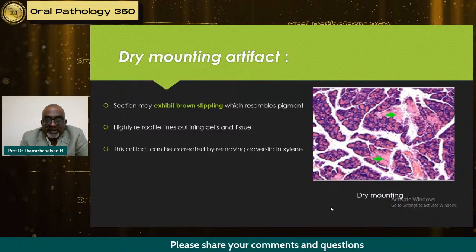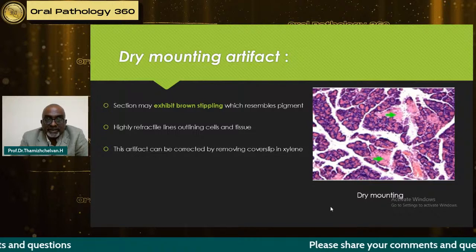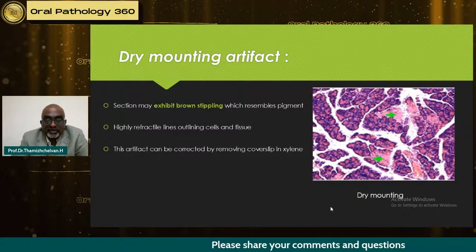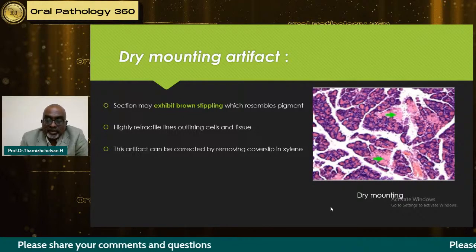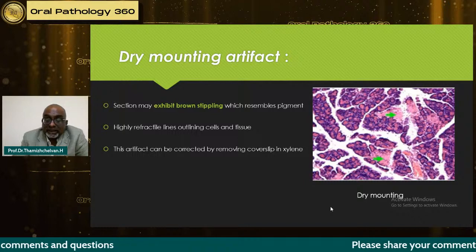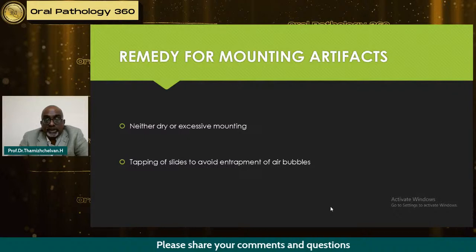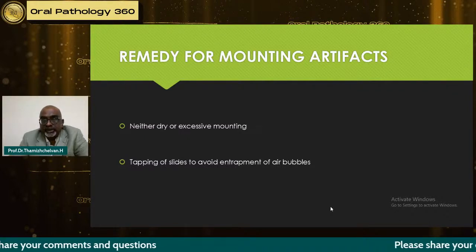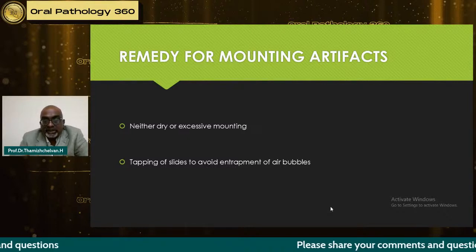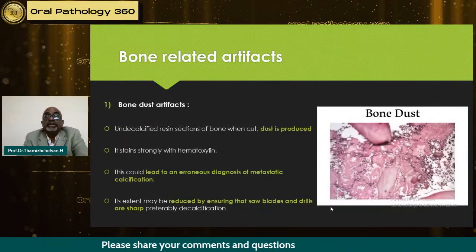And dry mounting artifact is that we try to dry completely because we don't want to see any wetness here. What will happen is it will exhibit something like a lot of pigments inside, and this can be corrected by removing the cover slip with xylene and remounting. So neither dry nor excessive mounting, and tapping of the slide is very important to avoid entrapment of air bubbles. You can go back to your prosthetics, where we always tap the impression tray to avoid entrapment of air bubbles in impressions.